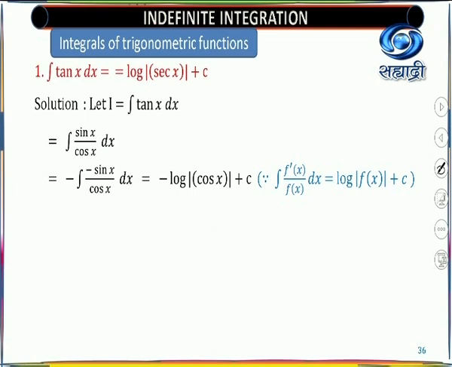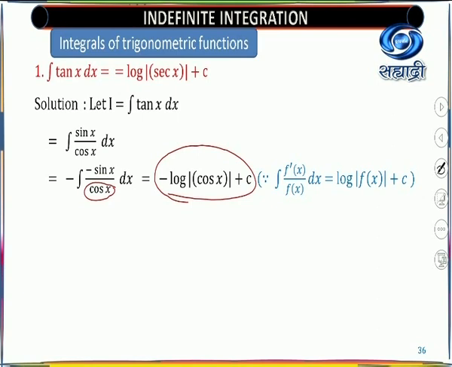Now this is a very important function here. So what is the derivative here? You have cos of x, and its derivative is minus sin x. The minus sign is here. So immediately you will get minus log. This answer is also right. You will get the minus sign before the log. The minus sign is not inside the log. So minus of log of mod of cos x plus constant of integration.